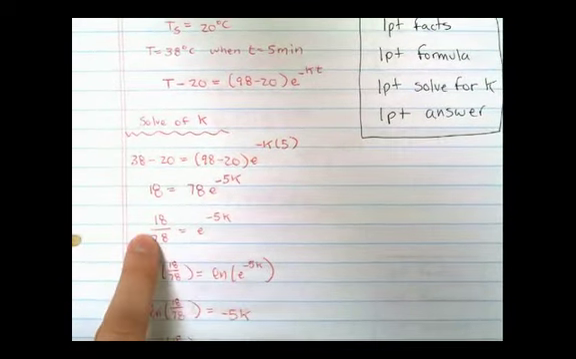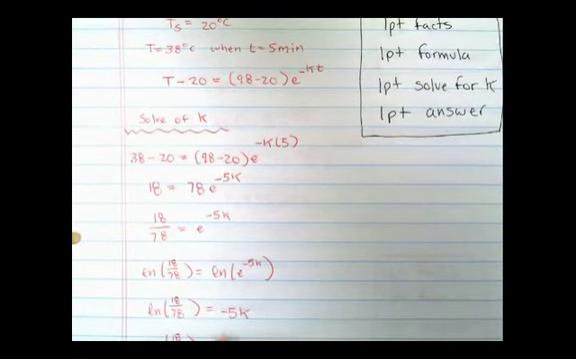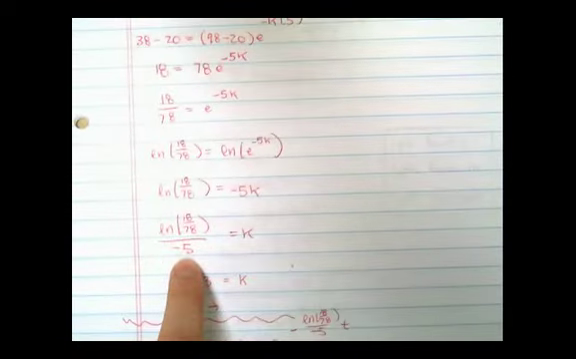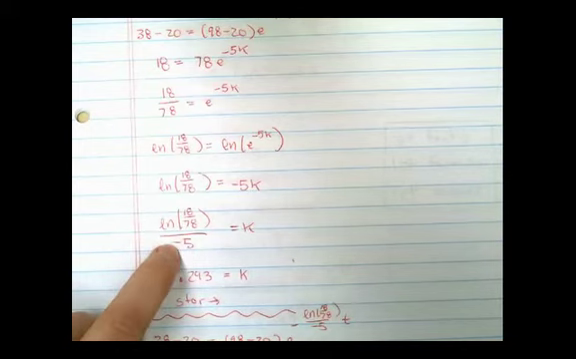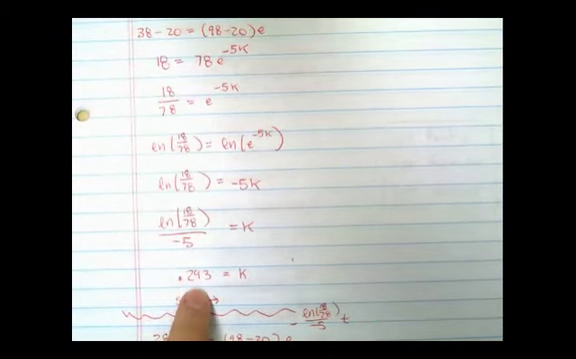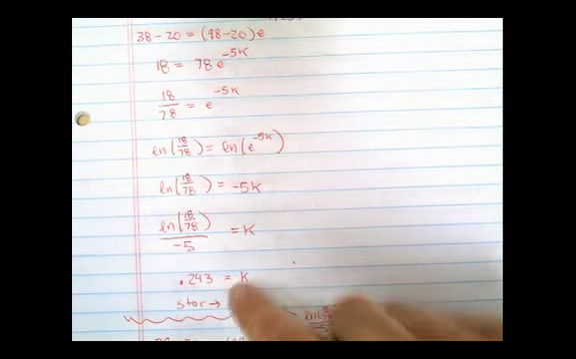Okay, we'll divide the 78 away. Then take the natural log of both sides. And then divide the negative 5 away. So my k value, I'll scoot this up, is natural log of 18 divided by 78, and then all divided by negative 5, which is 0.293 as a decimal. Whatever that number was, store it in your calculator, save it, because you want to use the entire decimal later on. So store that k value.